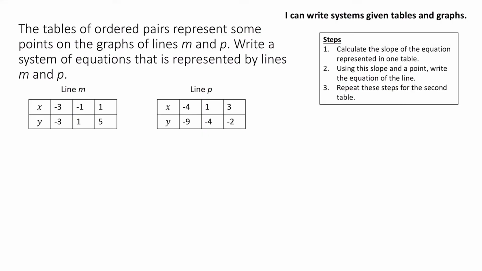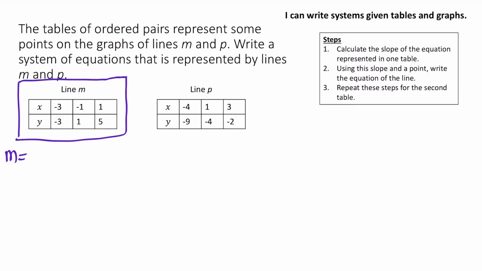The tables of ordered pairs represent some points on the graphs of lines M and P. Write a system of equations that is represented by lines M and P. So what's very important here is you want to work with one line at a time. Okay, so I'm going to start off with line M. I'm going to do all my work with line M, and then I'm going to worry about line P.